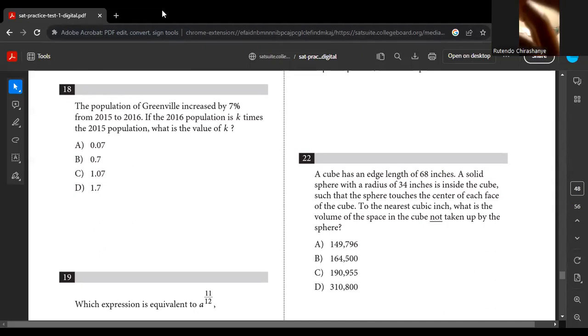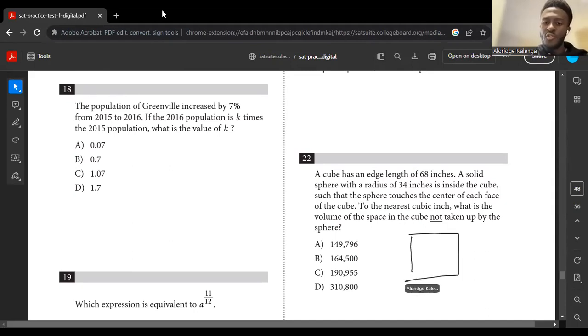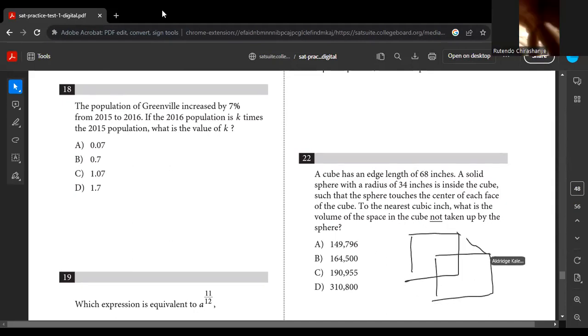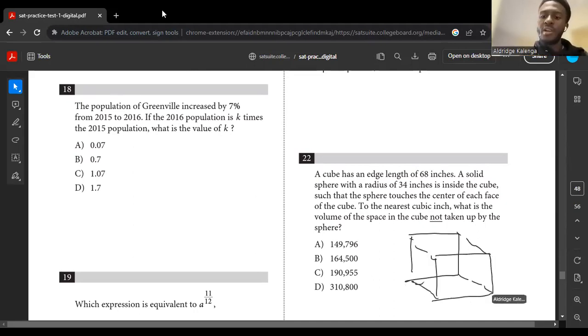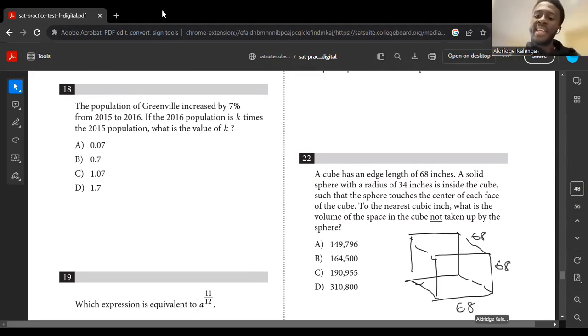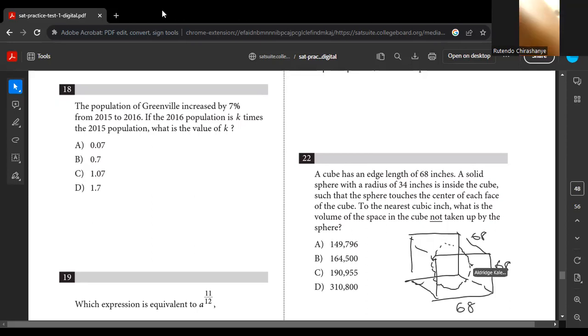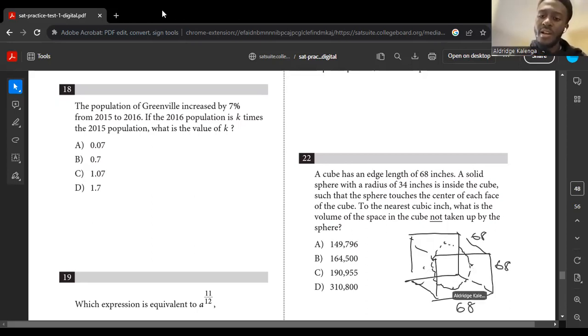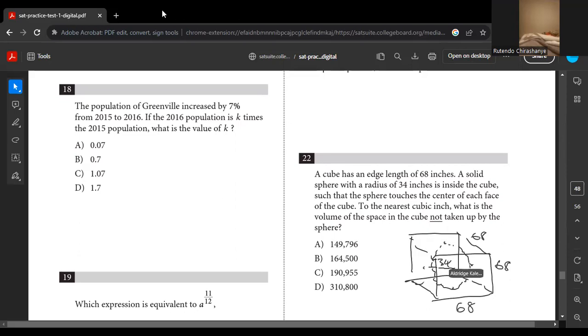Okay. So we have a cube. Let's draw some version of a cube here. Right, so we have a cube here, and this cube is 68. But inside that cube, we have a sphere that is touching the center. It's touching this center, it's touching that center, it's touching every center. And it's got a radius of 34 inches. So what's the volume of the space of the cube inside that's not being touched by the sphere?